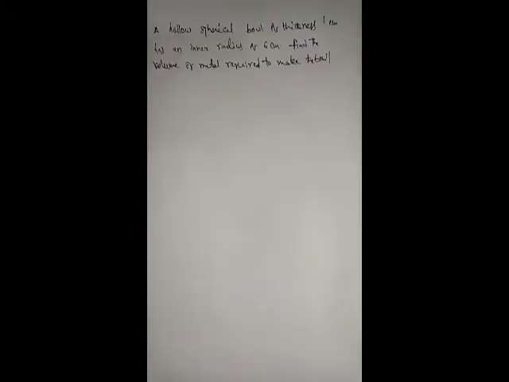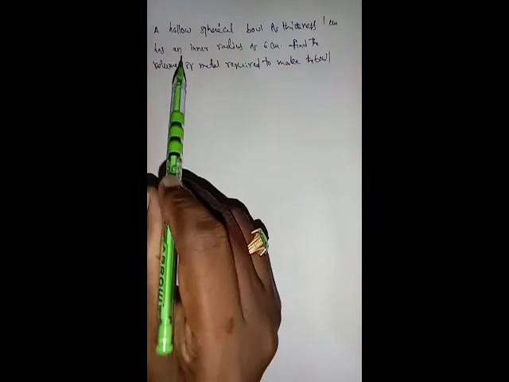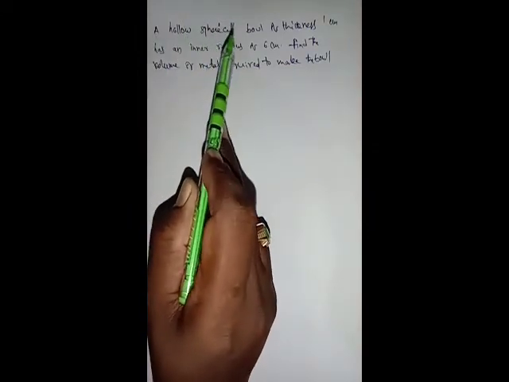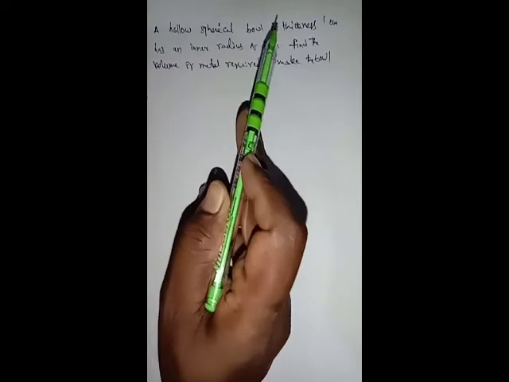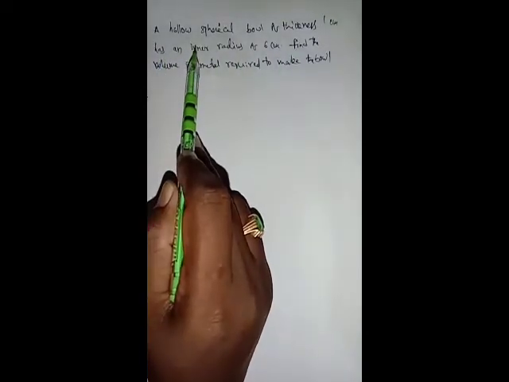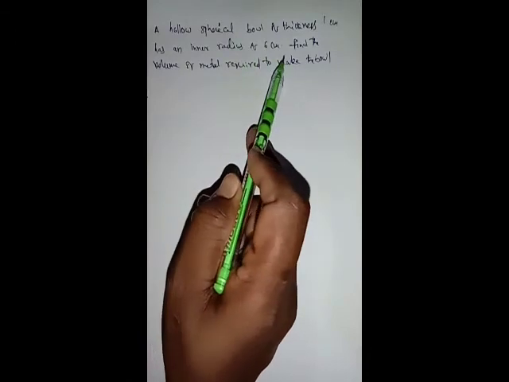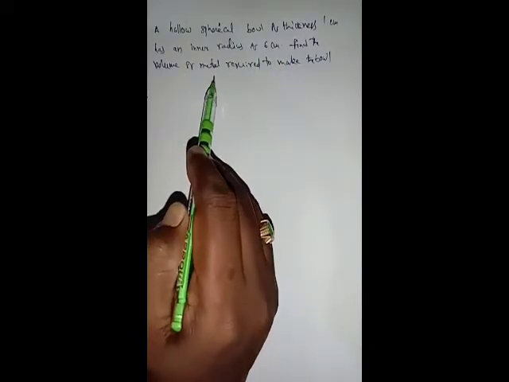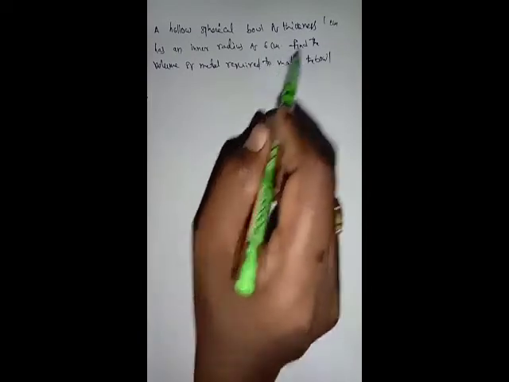Next we have one more problem. A hollow hemispherical bowl of thickness 1 centimeter has an inner radius of 6 centimeters. Find the volume of metal required to make the bowl. Understand the question? A hollow hemispherical bowl of thickness 1 centimeter has an inner radius of 6 centimeters. Find the volume of metal required to make the bowl.